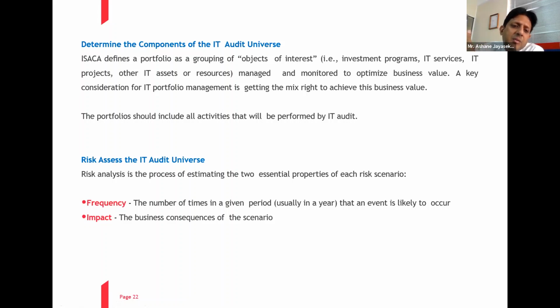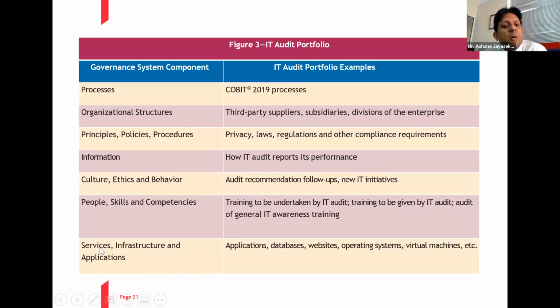That is the impact, and frequency is how likely is it to happen, right? How likely is it that the risk may realize? So based on frequency assessment and impact assessment, you can identify which areas you need to audit in the audit universe. The audit universe being all services, all infrastructure, devices, servers, all applications.